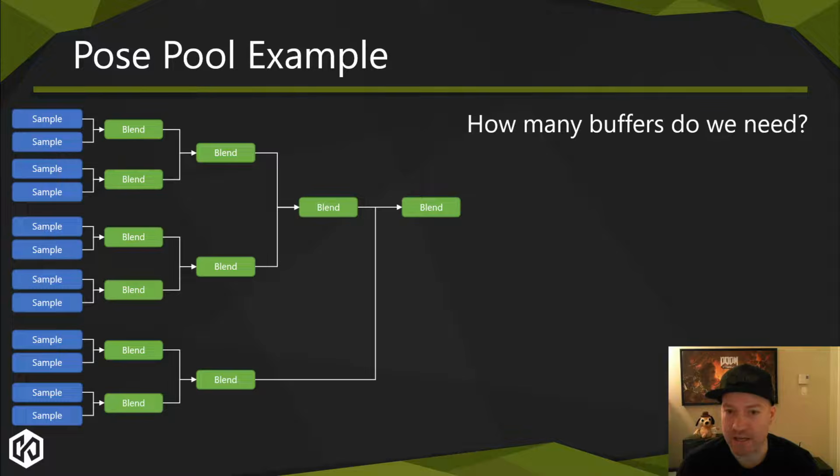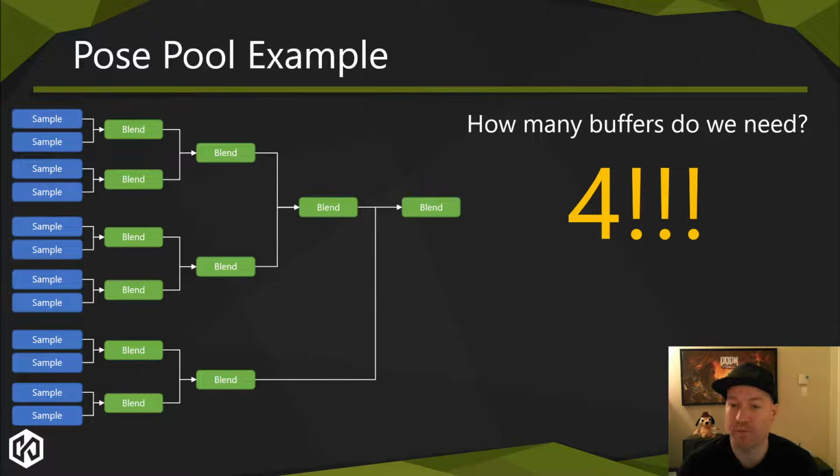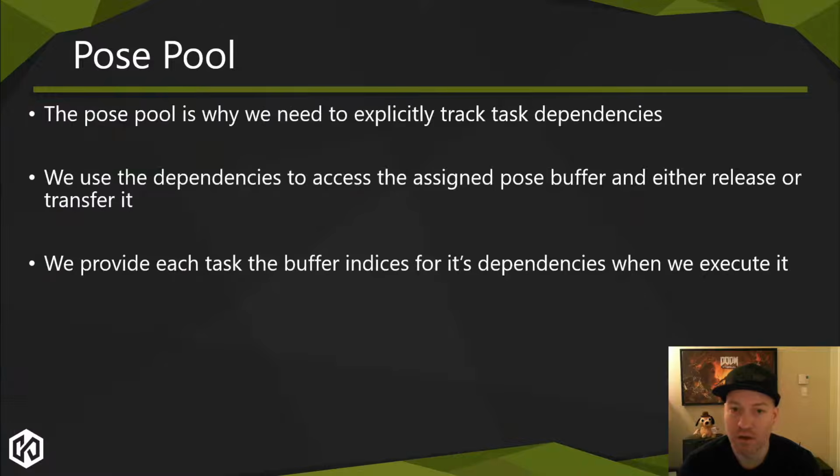How many poses do we actually need to resolve this? Right? You look at it, it's like 1, 2, 3, 4, it's 12 samples and a huge number of blends and stuff. We only need 4. You only need 4 poses for this entire thing to run. And the pose pool is also why we track the task dependencies, because we need to transfer the buffers between the poses.